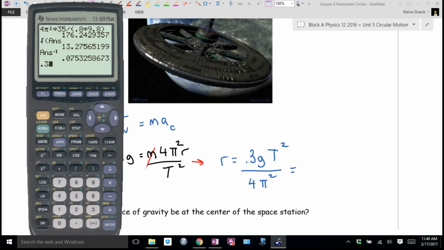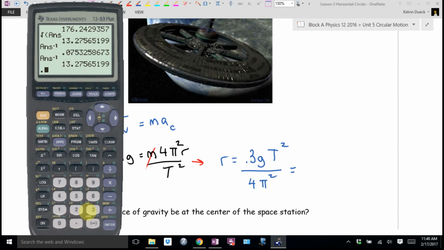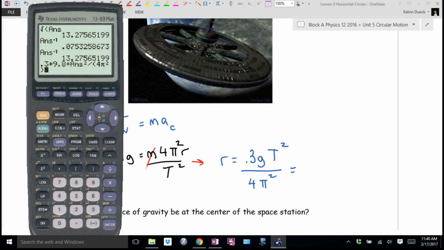0.3 times 9.8 times... I got the period sitting right here. Oh, you know what? Actually, I'm going to re-reciprocal, and now I've got the period back again on my calculator because I had the frequency sitting there. So I can go 0.3 times 9.8 times answer button squared divided by bracket 4 pi squared. 13.125, 13.1. If you round it off, you'll get something close to 13 at least.